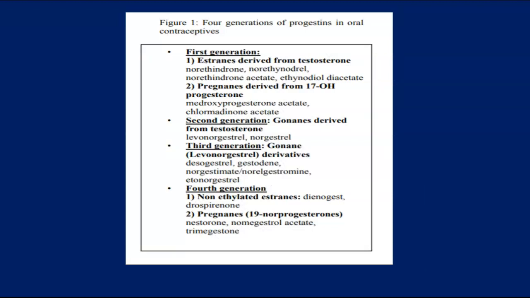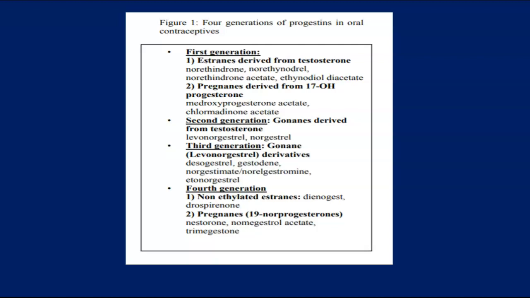When you look at progestins, there's a whole host of progestins that are utilized in oral contraceptives, but also in alternative delivery systems such as the implant and the IUD. First generation ones were derived directly from testosterone. They include norethindrone, norethynodrel, and the others listed here. They were labeled estranes. Pregnanes, which were somewhat different, include medroxyprogesterone acetate, the progestin that's in Depo-Provera.